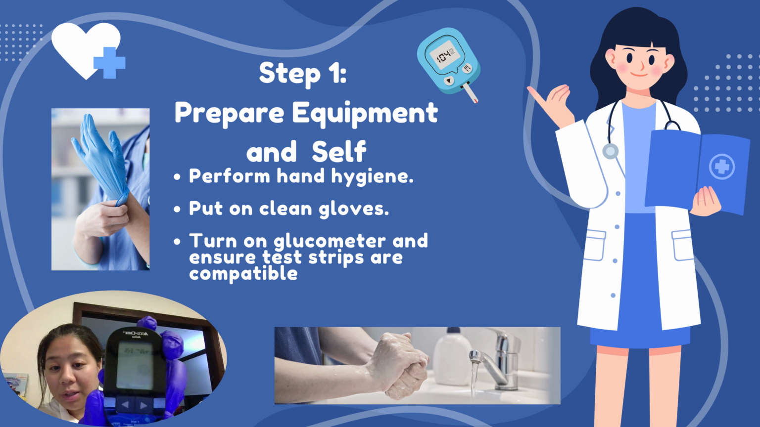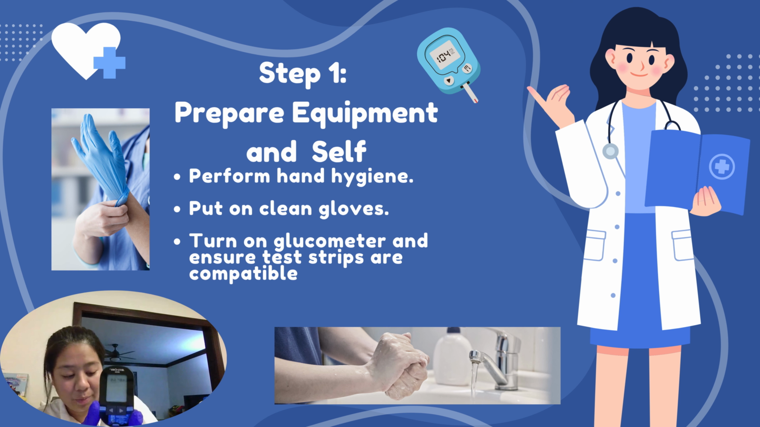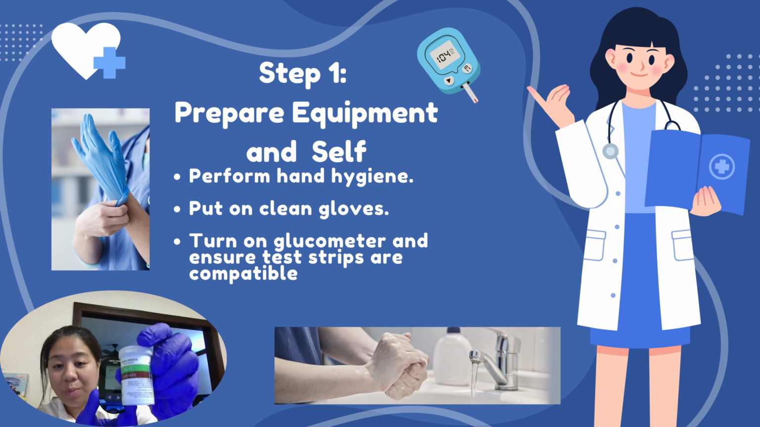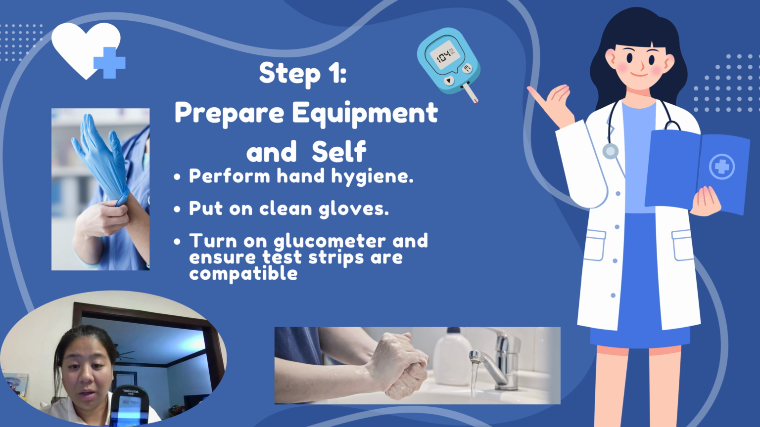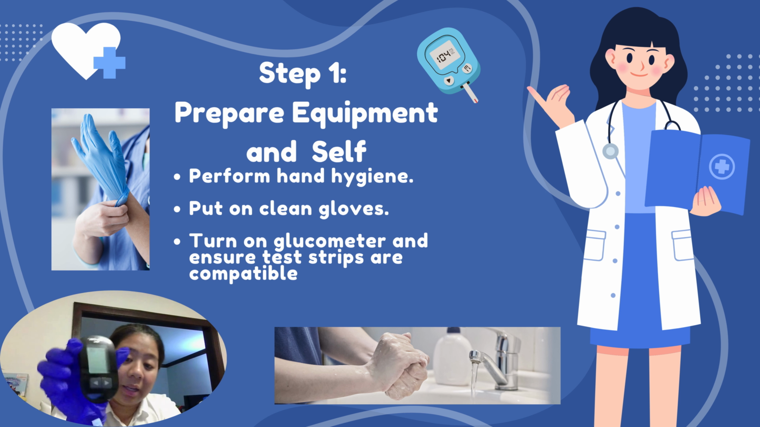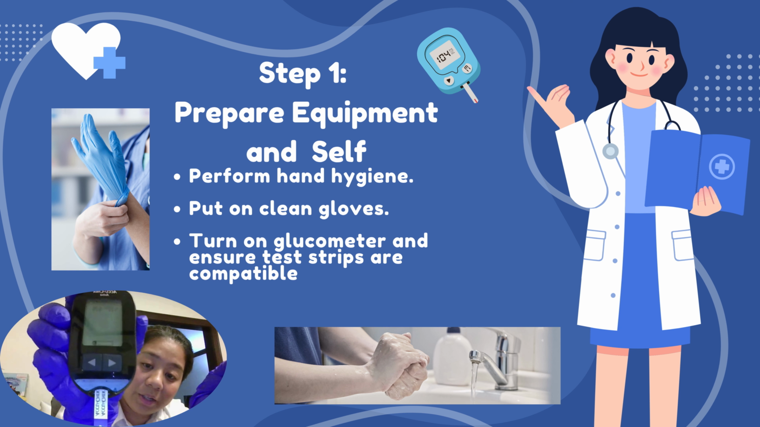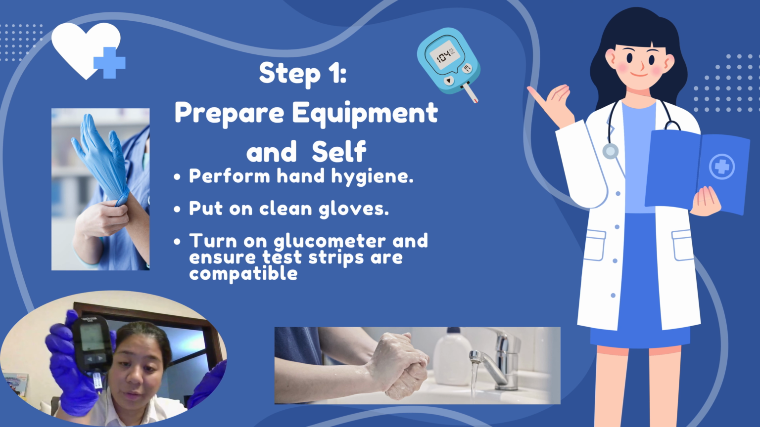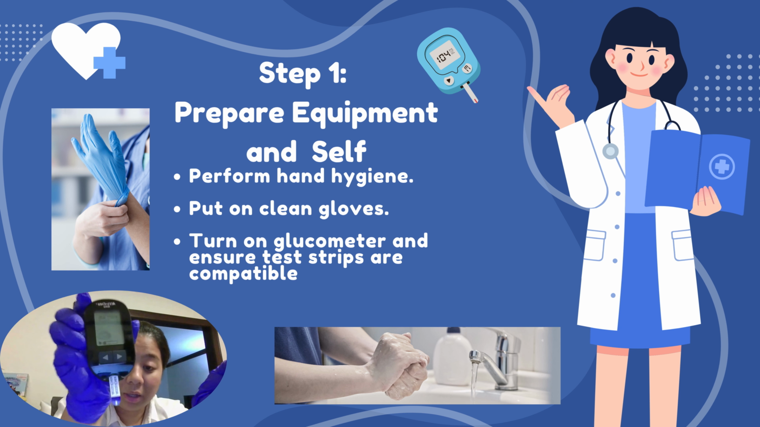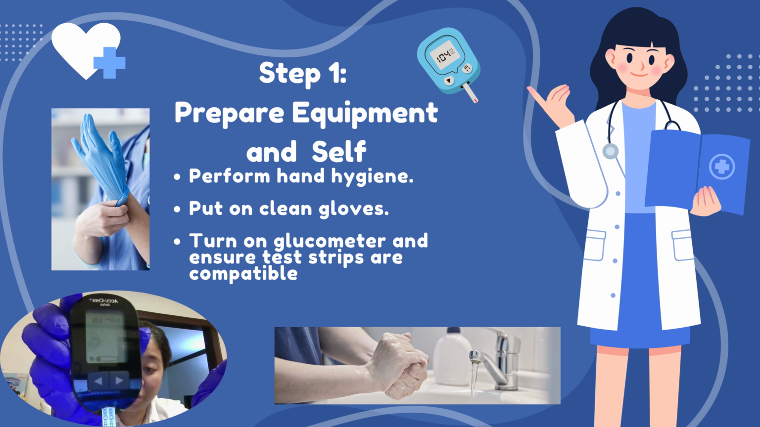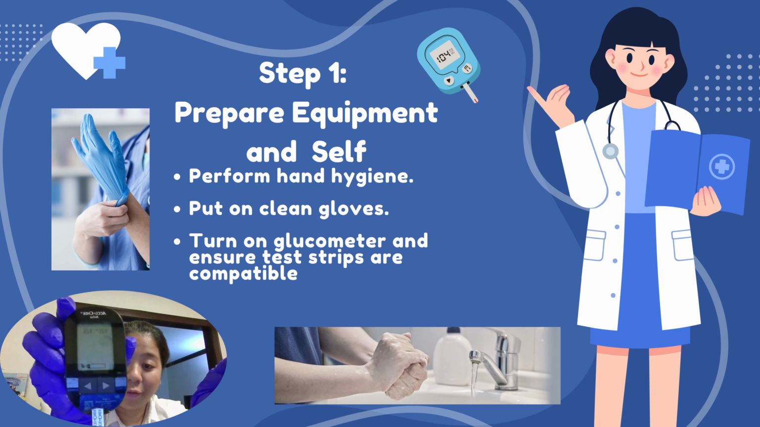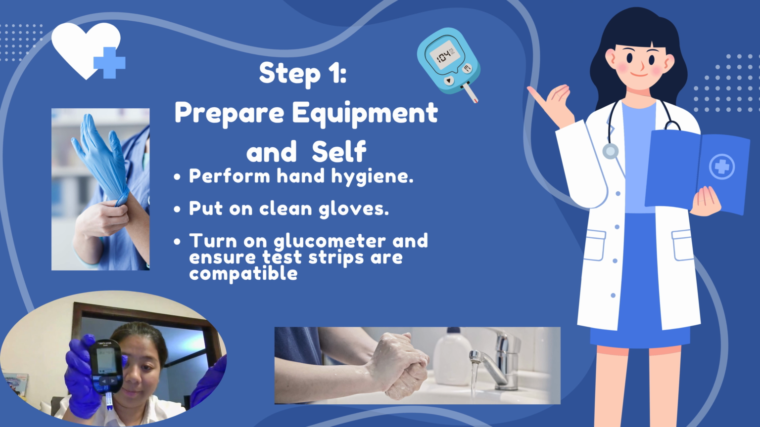It's on now and it's waiting for the test strip. Test strip that is not expired, put it in here, the bottom part. So we have to remember that each glucometer is different. Always refer to the user manual. Now that the strip is inserted, it's now waiting for a blood sample.